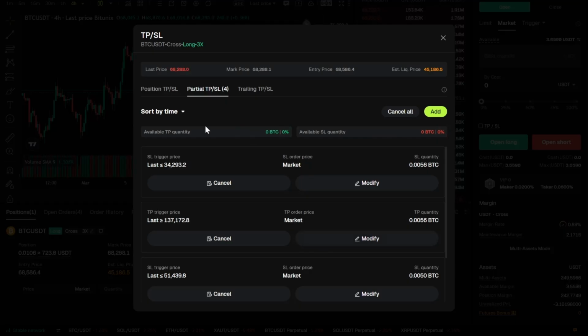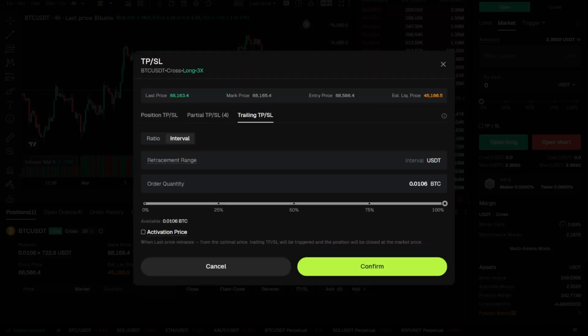We can see here it says available TP quantity and available SL quantity. Now that it says 0%, that means that our orders have fully covered our full position. So if Bitcoin would rise above 137,000 around, we would be fully out of our position. And if Bitcoin would fall to about 34,300, we would also be out of our position on the downside. So that is how to set a partial TP and SL.